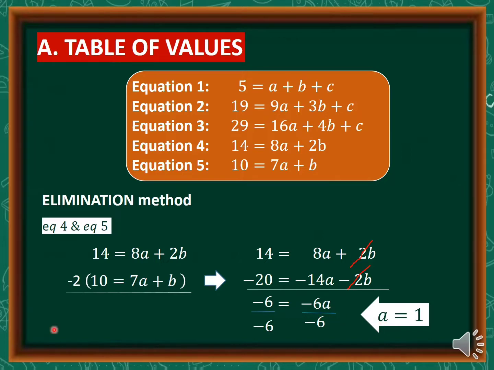Bakit po naging a is equal to 1? Na-cancel po natin yung negative 6 divided by negative 6, that is positive 1. Positive 1a. Then, negative 6 divided by negative 6, that is positive 1. So, therefore, a is equal to 1. Yan, nakuha na natin ang value ni a. Kapag nakuha na natin ang value ni a, madali na nating makukuha si b and si c. So, yun yung target natin, to find the values of the real numbers a, b, and c.